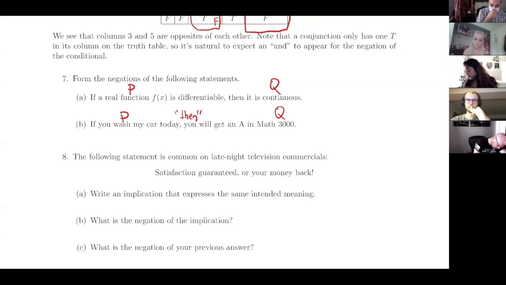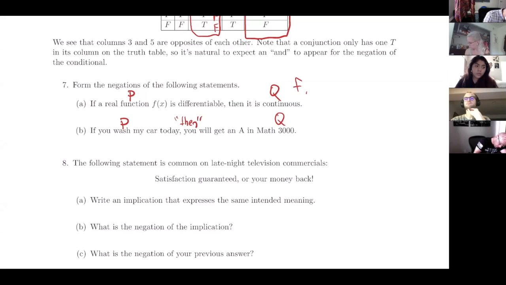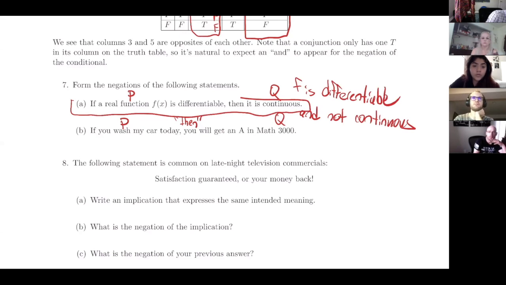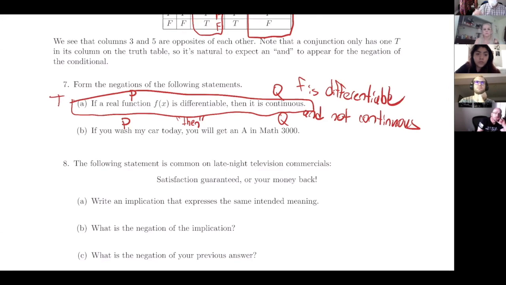What you said about 7a, what the negation of that would be? Anyone? Yep. The function is differentiable and not continuous. That's right. So we keep the hypothesis true and we negate the conclusion. So here we would say f is differentiable and not continuous. Okay, and just keep in mind this original statement is in fact true. If a function is differentiable, it has to be continuous. The negation of this statement is definitely not true. There is no such thing as a differentiable function which is not continuous.